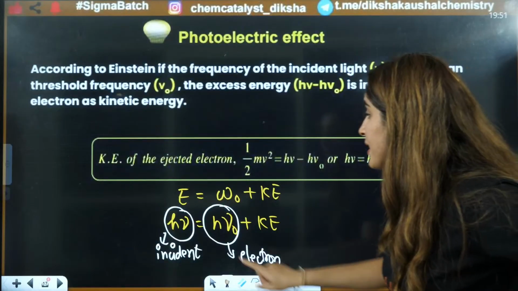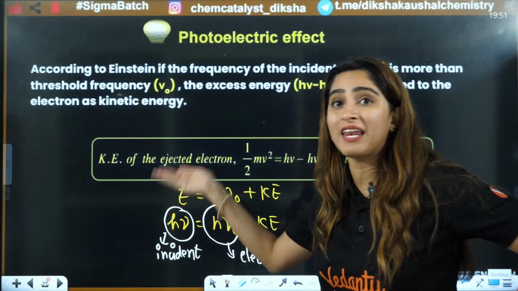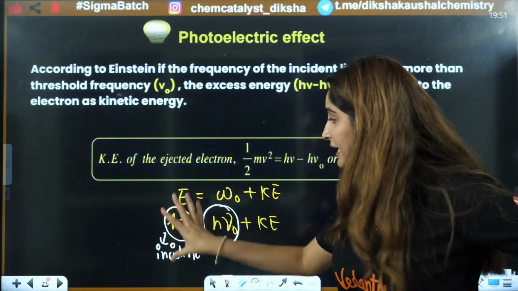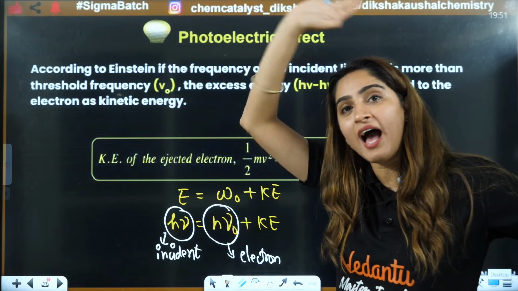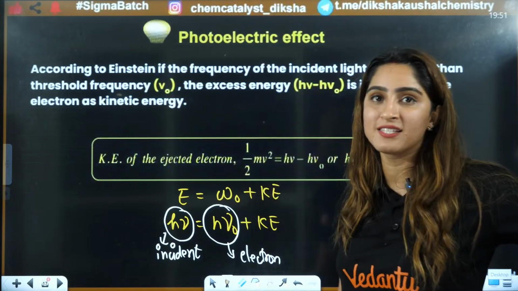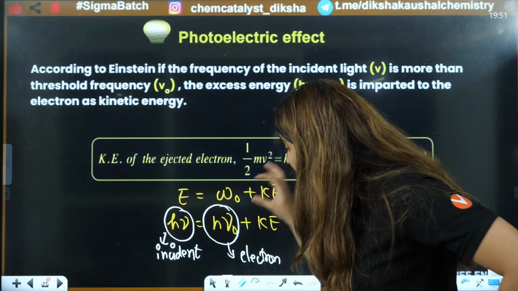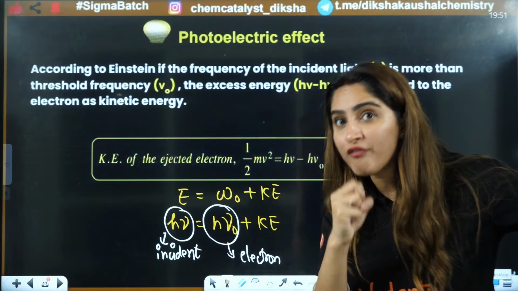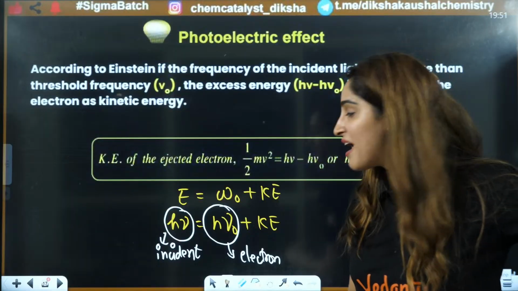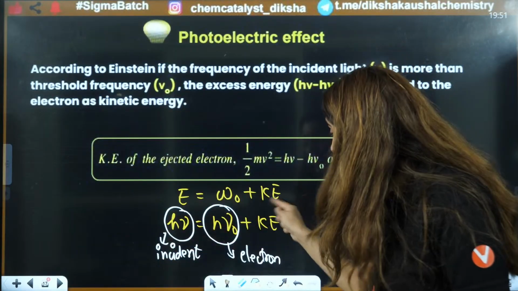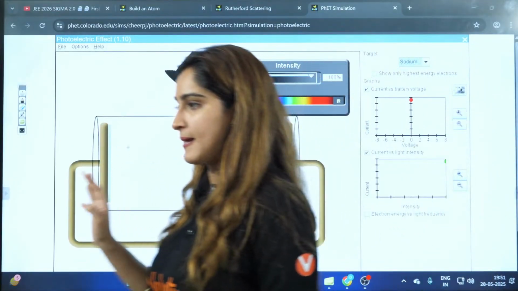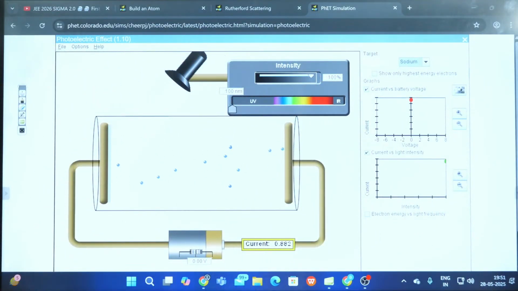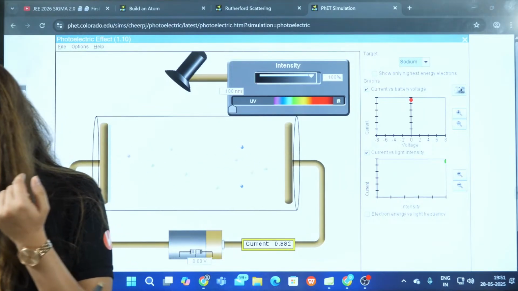Reason being, because now incident light is very high. You're giving UV radiation, very high, very less lambda, very high incident light. And here, the work function was less for sodium, and still you are giving it very high energy. That's why kinetic energy of the electron has increased, right? Got it, students? Okay.